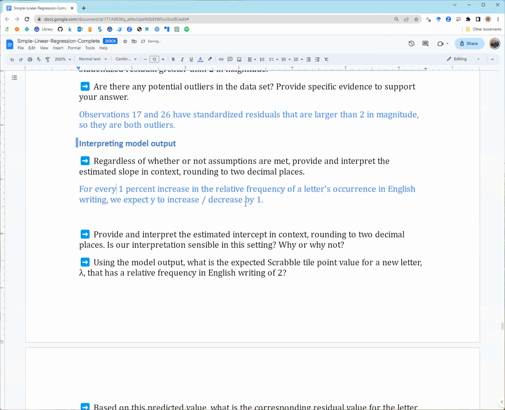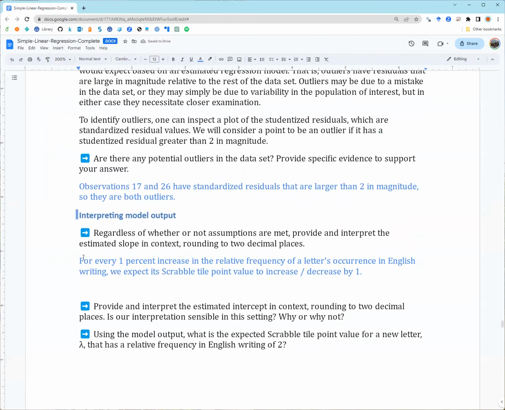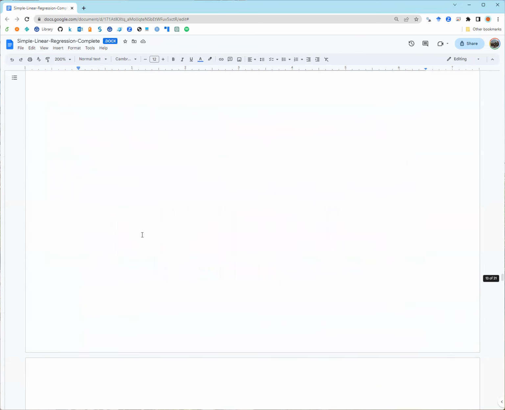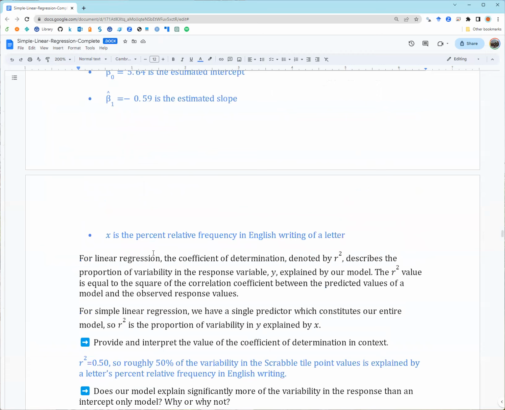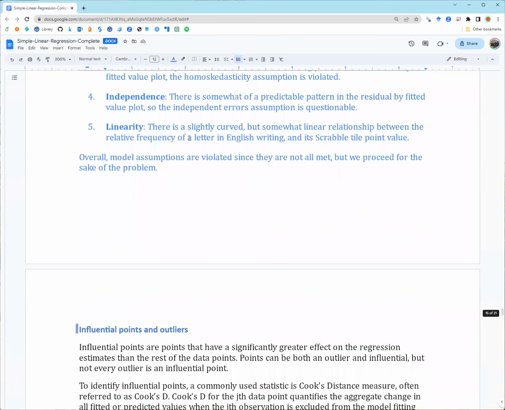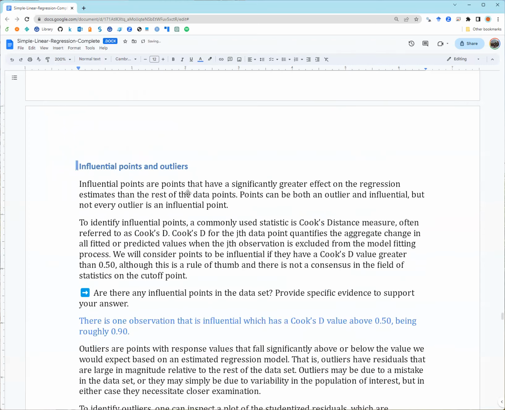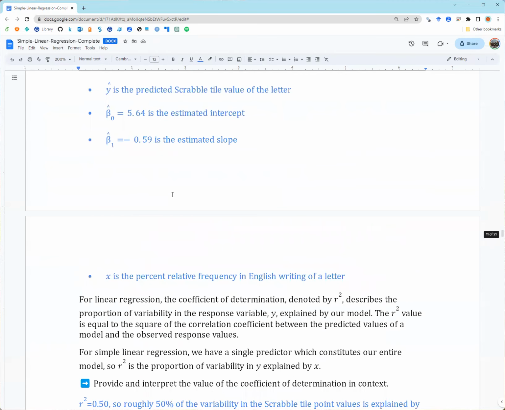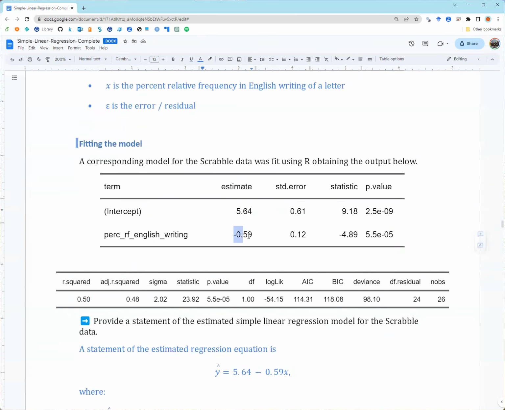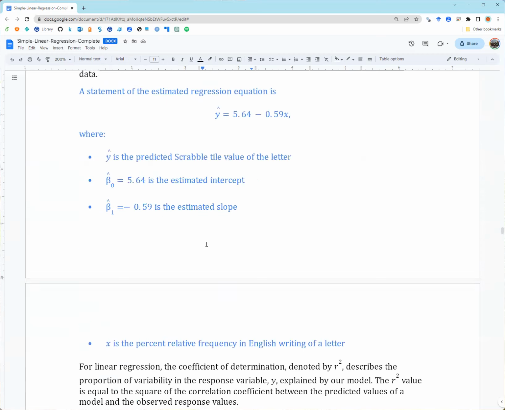Okay. So for every 1% increase in the relative frequency of a letter's occurrence in English writing, we expect its Scrabble tile point value to, and then if we look at the slope estimate, beta hat 1, okay, beta hat 1 is, we look at the regression output right here, minus 0.59.